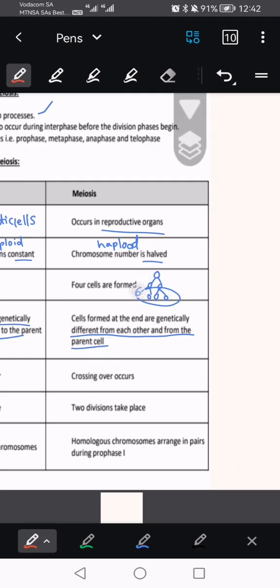So this one is like that. I can actually draw it all in different colors. Blue, black, but the original here could be red and blue, right? So they are all genetically different. They are not the same.